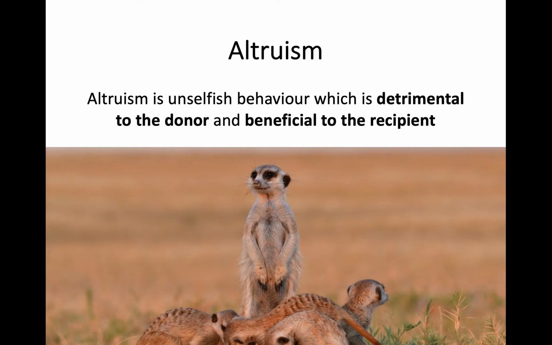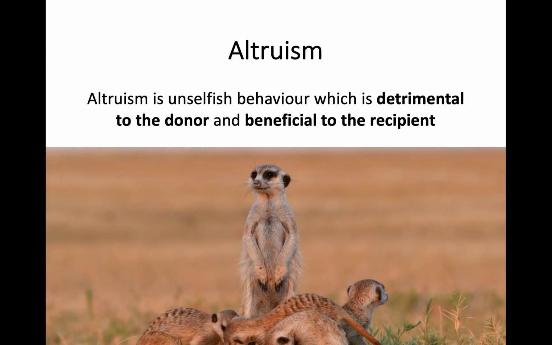Now, in the previous key area, we looked at things such as parasitism, where a parasite gains at the benefit of the host. We looked at mutualism, where both organisms benefit from the relationship. Altruism is different from both of these. What it is, is unselfish behaviour, which is detrimental or potentially harmful to the donor, but it's beneficial to the recipient.